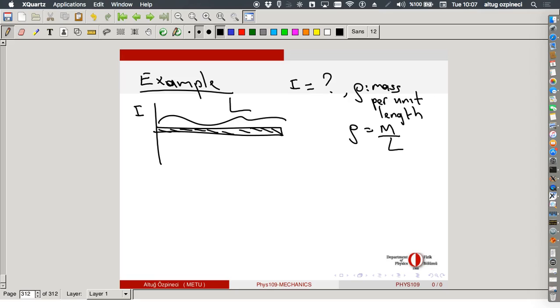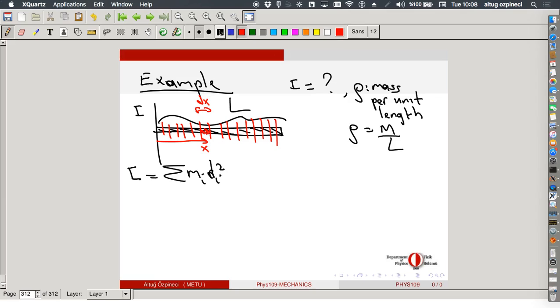Now we know the definition of the moment of inertia: the sum of m_i r_i squared. Of course, this is true if we are talking about point objects. This is a continuous mass, but I can divide it into very small parts. These are my very small parts. I can just take one of them. Let's say that it is at a distance x from the center, and it has length, let's just call it dx.